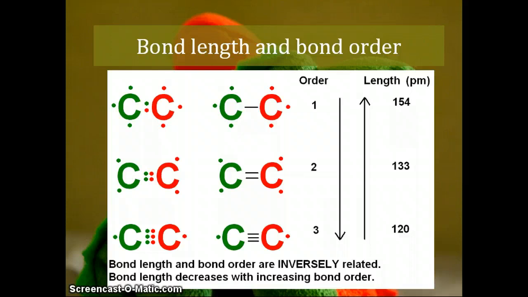Carbon can form single, double, and triple bonds with other carbon atoms. As the bond order increases, bond length decreases from 154 to 133 and to 120 picometers. This means that bond order and bond length are inversely related. More bonds result in atoms that are held closer together.